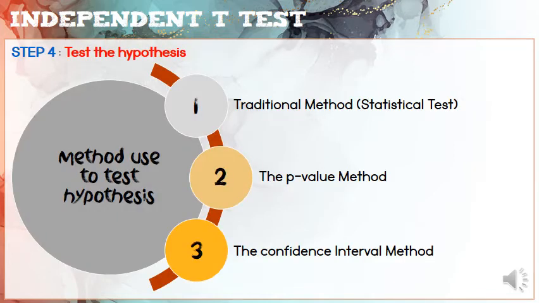Next, baru kita continue dengan test hypothesis for the difference between two mean. Kita nak tengok, kita boleh gunakan 3 method. Method yang sama yang kita dah pakai dalam single mean. You can use traditional method, p-value method, or confidence interval method.